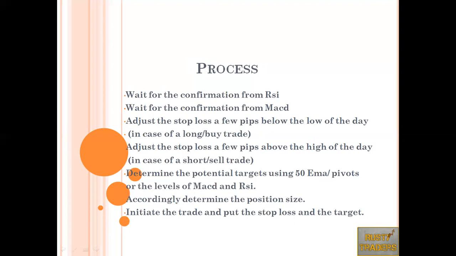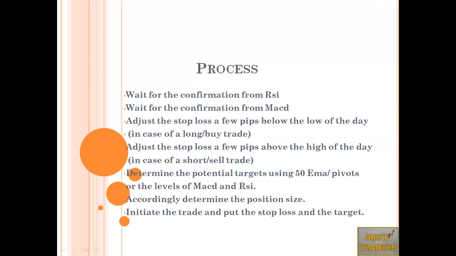So you wait for the confirmation from RSI in either direction, which is buy or sell. Once you get that, you wait for the confirmation on the MACD front also. Once you have confirmation on MACD and the RSI, then you adjust the stop loss. How do you decide the stop loss? If the MACD and the RSI have given you a sell signal, you put your stop loss a few pips above the high of the trade that has been formed.